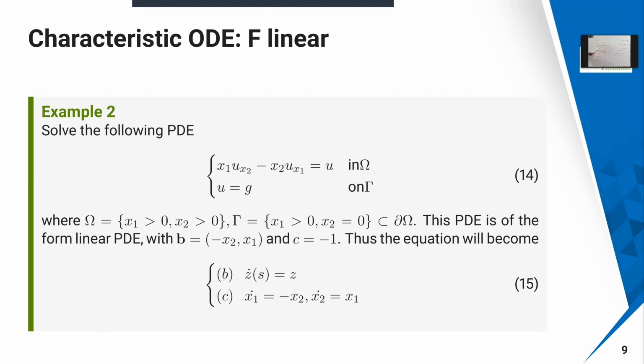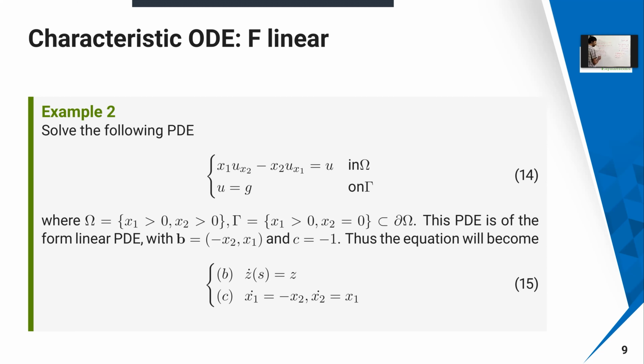Therefore, what is z dot of s? For this problem, z dot of s is going to be minus c of x into z of s. So c is already minus 1, therefore it is going to be just 1, and you are going to get just z of s.